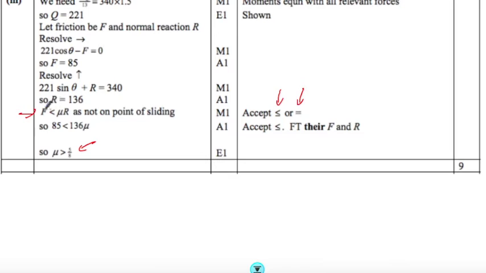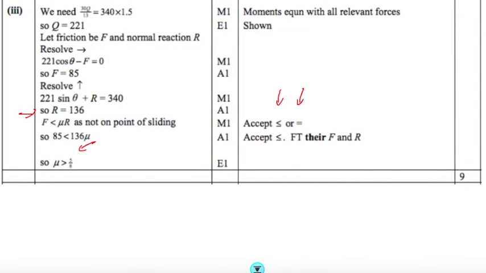So here they've said F must be less than mu R as not on the point of sliding. So you get a mark for finding Q to start. Moments equation with all relevant forces, then getting to Q, which is 221, so that's 2 of the 9 marks. Let friction be F, normal reaction R, resolve, so that's finding F is 85 like we did, then getting R is 136, so that gets you 4 marks, and then 3 marks for getting to the end.